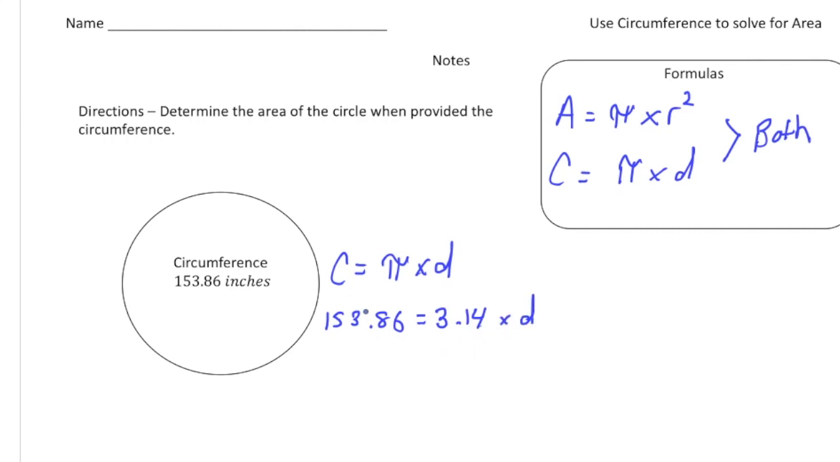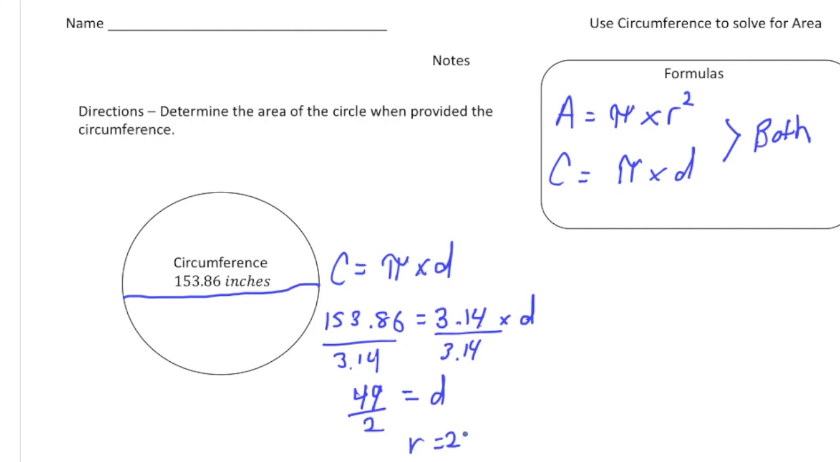And of course, you can solve for any aspect of the equation. So we're going to now solve for d. To get this d by itself, I'm going to divide both sides by pi. And by doing so, I know that the diameter is going to be 49. All right. Now, why is that important? Well, the diameter, of course, is the distance across the circle. And if we know the diameter, we can get the radius, right, by cutting in half. So if I divide 49 by 2, I know the radius is going to be 24.5.